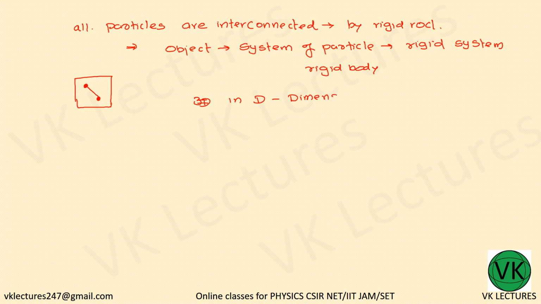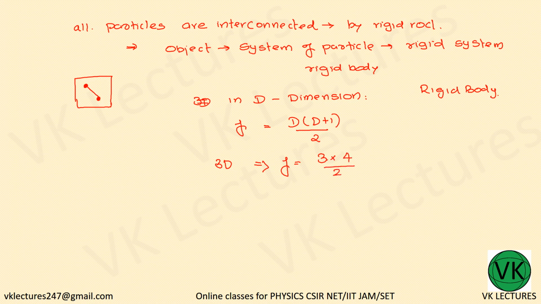So for 3 dimensions, or you can say in any dimension d, the degree of freedom is given by d into d plus 1 by 2, and this is for rigid bodies only. For 3 dimensions, f is equal to 3 into 4 by 2, that's equal to 6. For 2 dimensions, f will be equal to 2 into 3 by 2, so that's 3. And in 1 dimension, for a rigid body, f will be equal to 1.